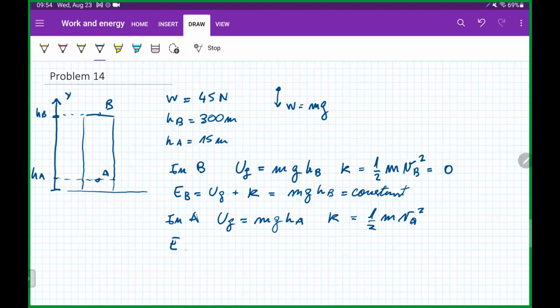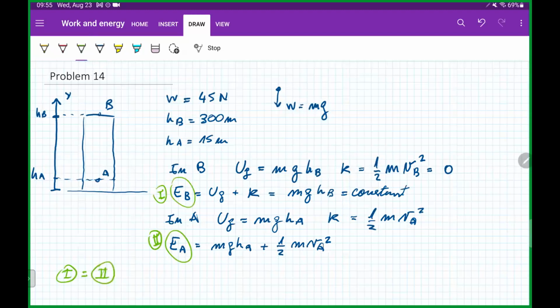If we do EA, the total energy would be mgh_A plus 1/2 mv_A squared, right? And as those two are conserved, we have these two, and probably 1 and 2. We know that 1 equals 2 for the whole movement.